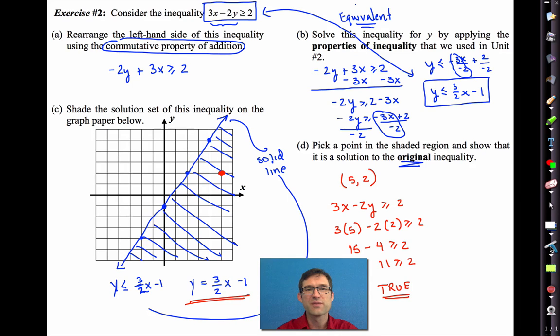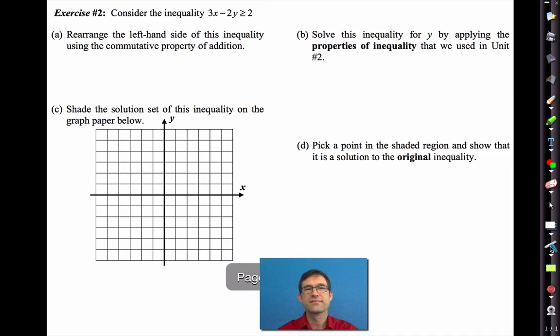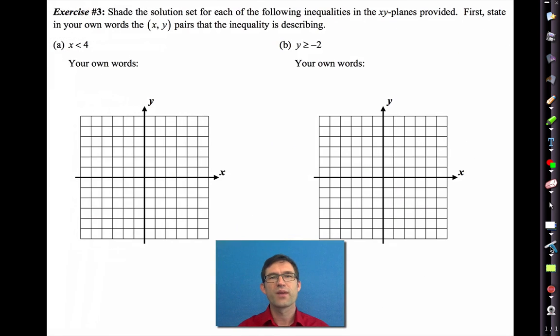All right, here it goes. Let's do just a couple more that are a little bit weird. All right. So finally, we've got some that just involve x and y. All right, so exercise 3 says, shade the solution set for each of the following inequalities in the xy plane provided. First, state in your own words the xy pairs that the inequality is describing.